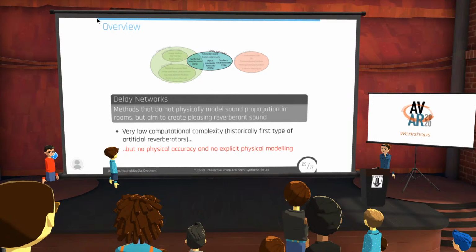The other class of models is called delay networks, and delay networks are typically IIR filters, recursive filters that do not aim to model a space physically, but try to render some type of pleasing reverberant sound. Now, these models have extremely low computational complexity. In fact, they were historically the first type of artificial reverberators, at least in the digital domain, because they require so few operations compared to all the other classes. Of course, the drawback is that, as I said at the beginning, there is no physical accuracy. So you're not modeling any specific physical space. You just want to get some pleasing and, to some extent, believable reverberant sound.